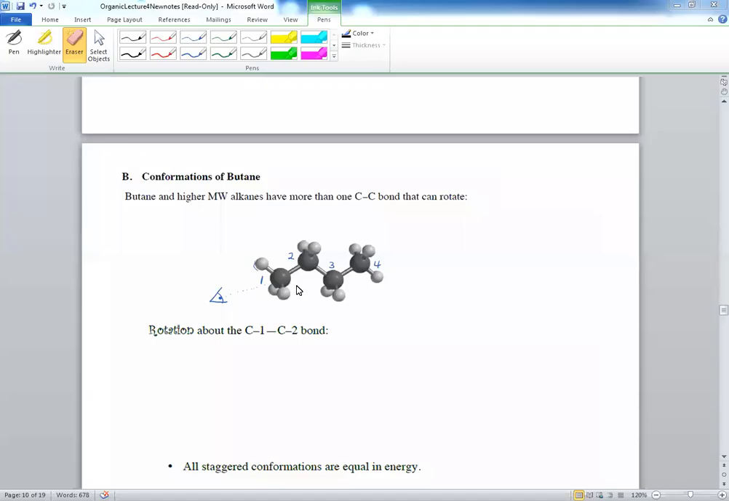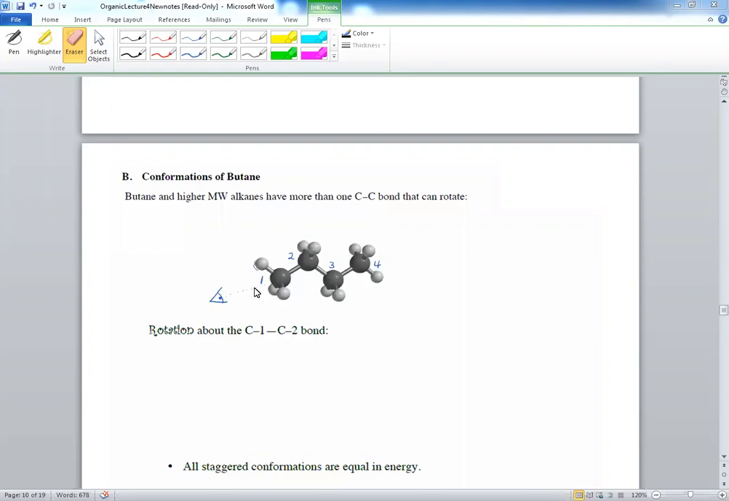When it comes to butane, you have a longer chain and a higher molecular weight. And of course, that means you have more C-C bonds that can rotate, but you have to look at them one at a time. In this case, here's butane. It has this ball and stick model. The question is asking here to examine the rotation at the C1 and C2 bonds.